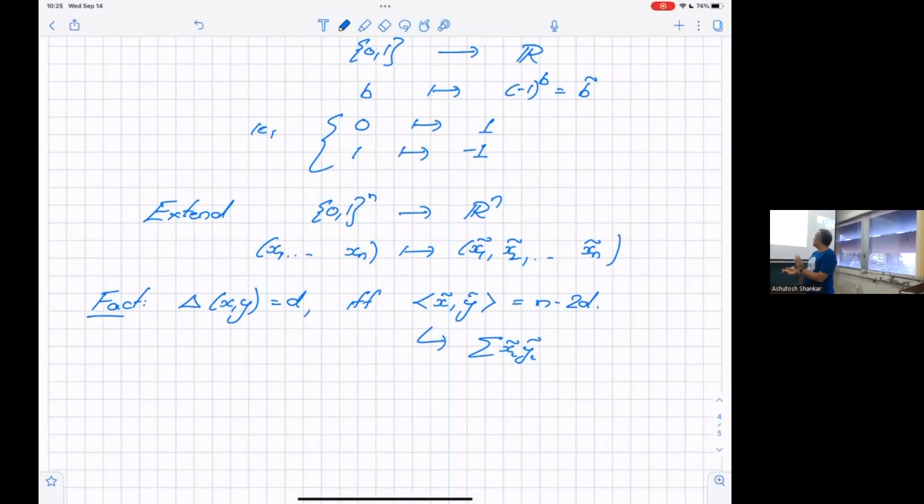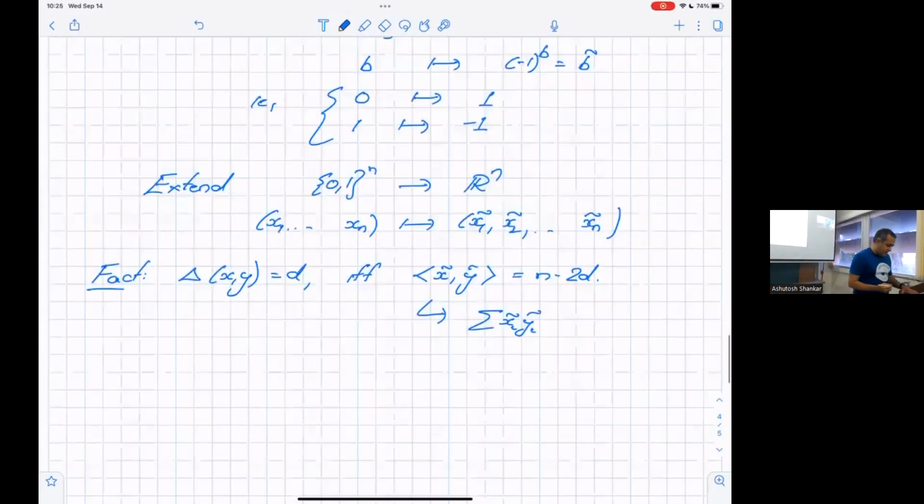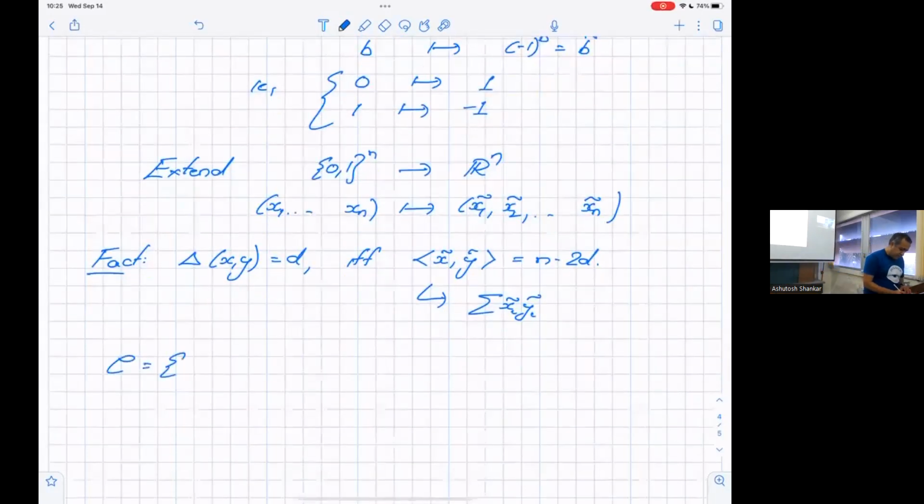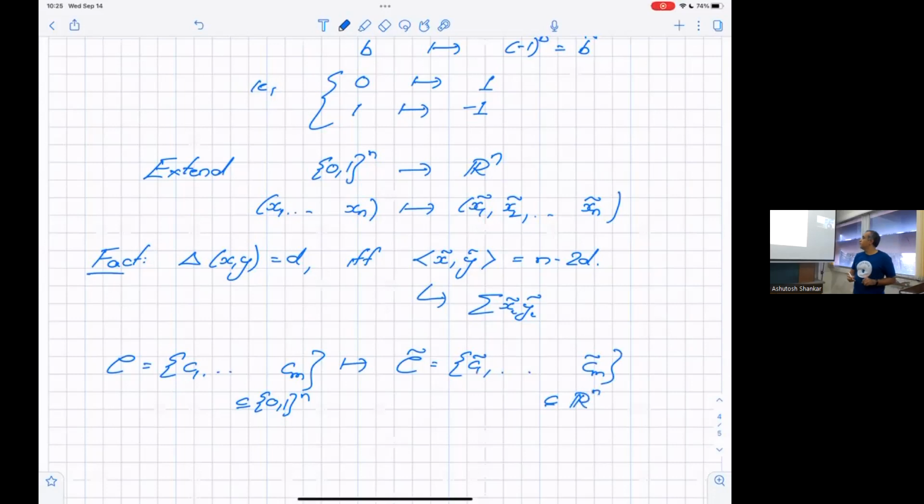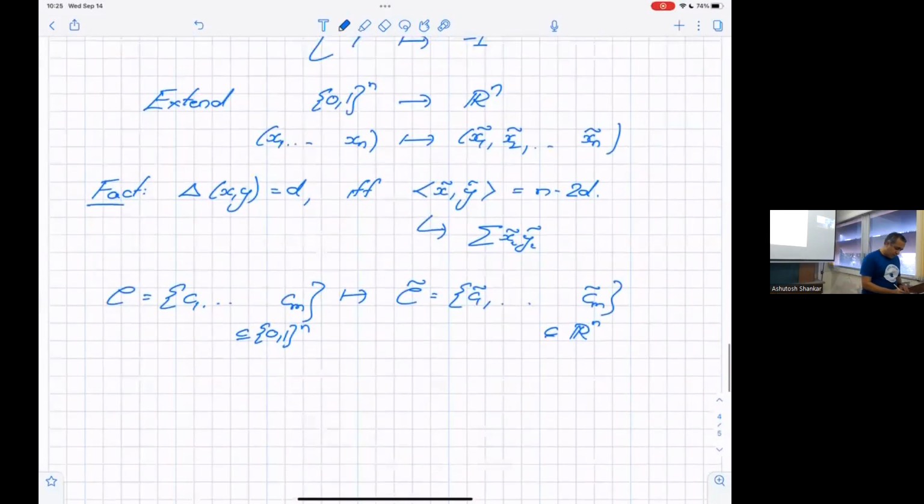Now, this will tell you something. What does this tell you? Given the original codewords, we started off with C, which is C1, C2, up to Cm. These are all the codewords. Then we came up with C tilde using this mapping. C is sitting in {0,1}^n, and we went to C1 tilde, ..., Cm tilde, which is sitting in R^n. Furthermore, we started with the fact that the distance of C was greater than n by 2.